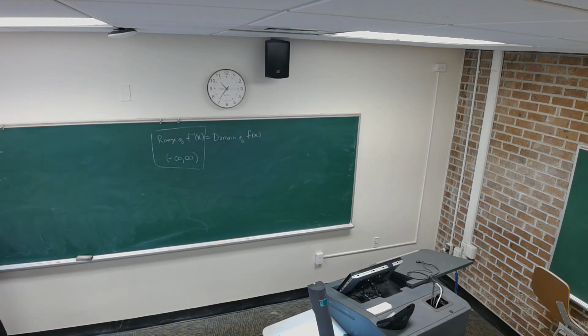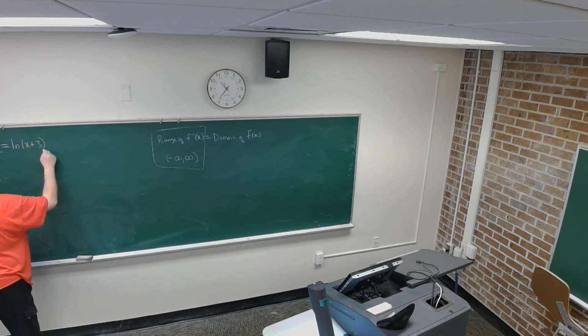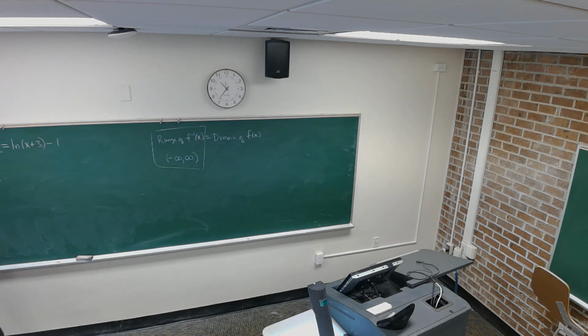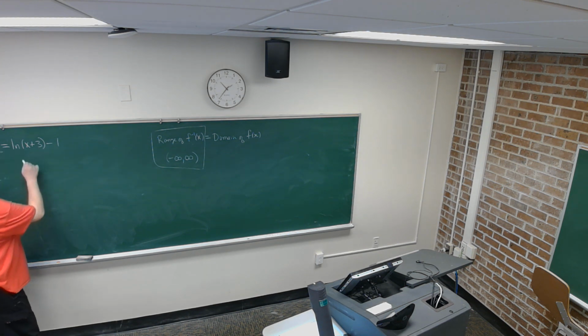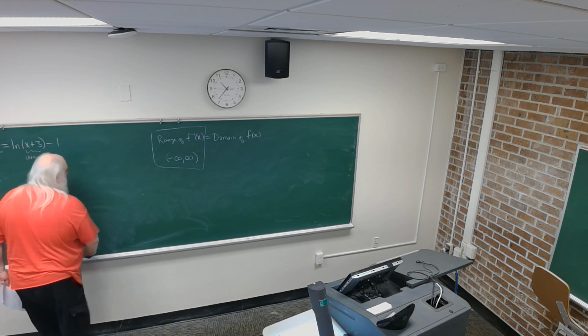So we have f of x is equal to the natural log of x plus 3 minus 1. Can we find the domain of that function? How do we find the domain? Set it greater than 0. Yeah, this is the argument, right? So to find the domain, you set the argument greater than 0.